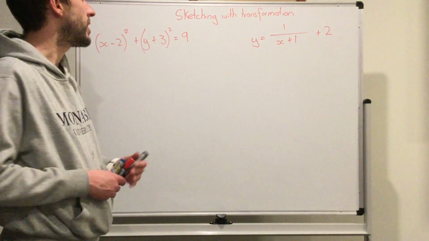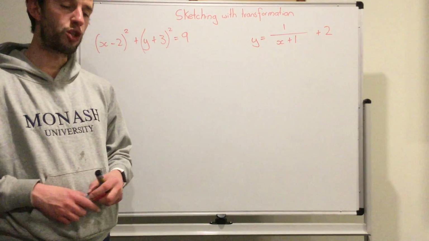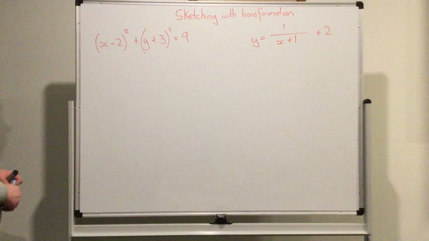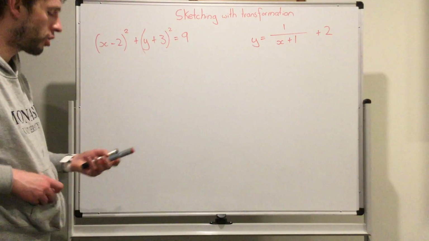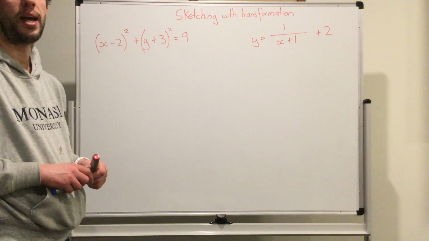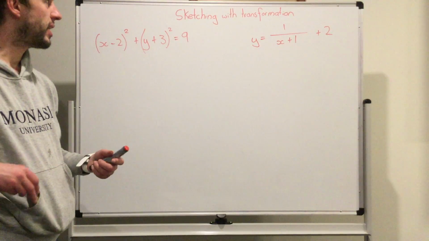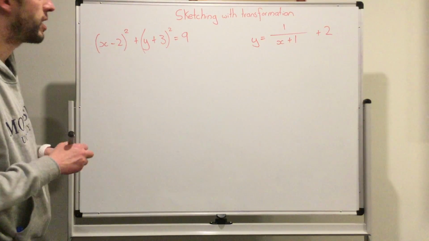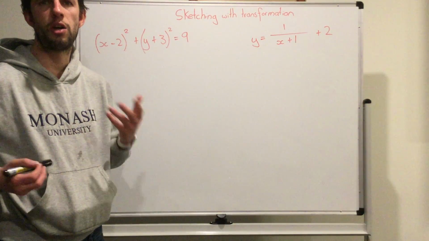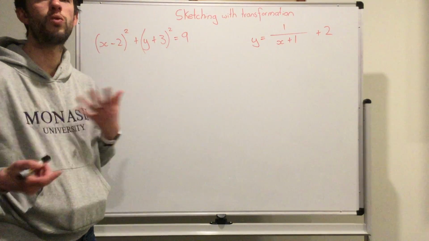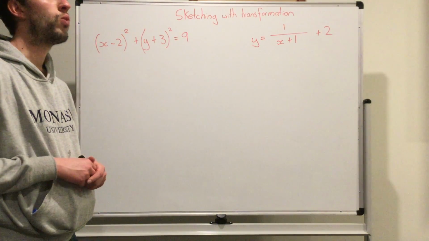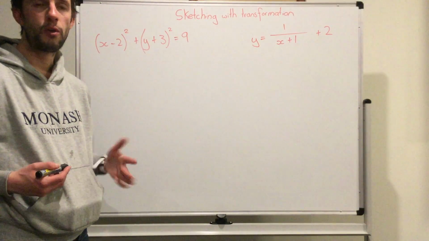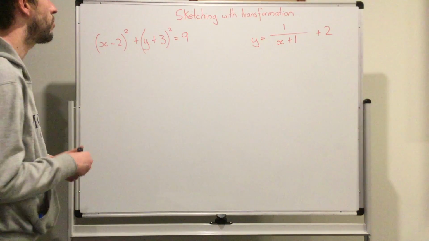So we are going to be looking at sketching with transformation. We are first going to be looking at a circle and then we're going to look at a hyperbola. To get started, the first thing I want us to think about is a circle. What formula do we use? Well, we normally use Pythagoras' theorem, because Pythagoras' theorem helps us work out the radius.